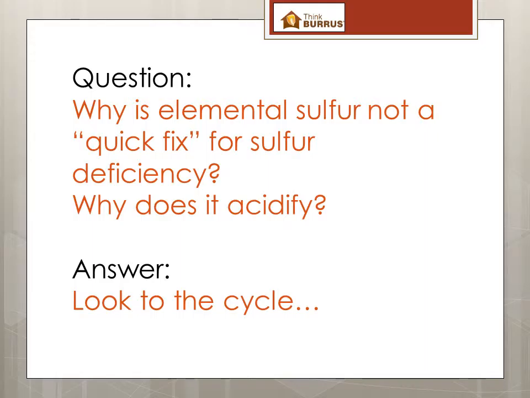And just like we did last time, instead of us just talking through the cycle, I'd like to kind of talk about a real practical, real world problem or question. And I want it to be this one right here. Why is elemental sulfur not a good quick fix for a sulfur deficiency? Why is it more of a long-term fix? And why does it acidify? And you already know what I'm going to do. I'm going to say to answer that question, we need to look to the cycle.